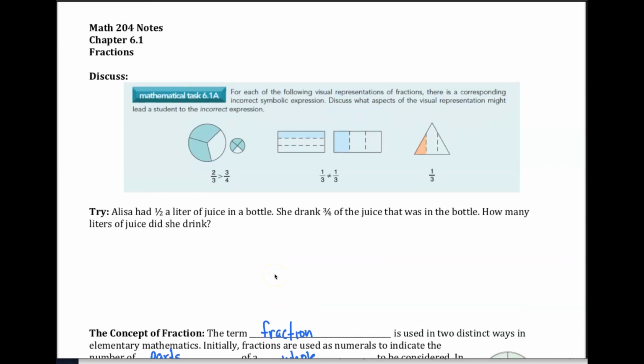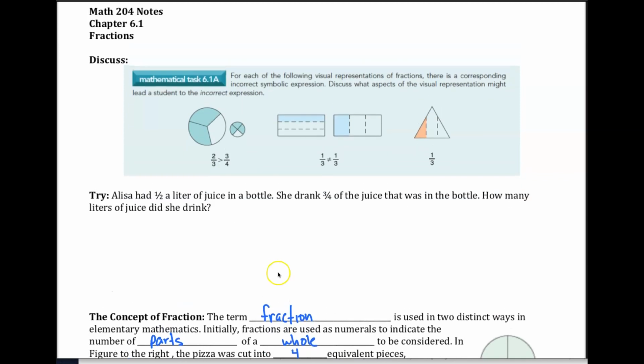We're going to take a look at fractions now, chapter 6.1. With your note sheets out, you can take a look. Here's the first question I want you to think about, looking at this task that's presented. Think about what aspects of the representation might lead a student to the incorrect expression, in terms of saying 2/3 is bigger than 3/4, 1/3 is not equal to 1/3, and that this is 1/3.